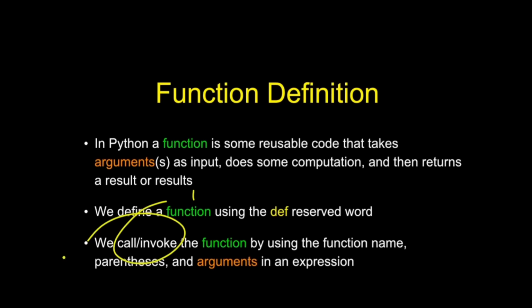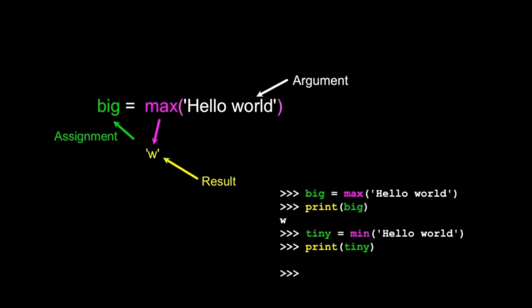Most people just say call the function, but invoking it is perhaps a more descriptive way to think about it. So here's an example of a function. It is built into Python. It's called the max function. And we can pass some parameters into the max function. So we pass the hello world string.